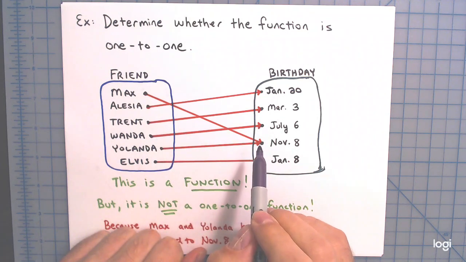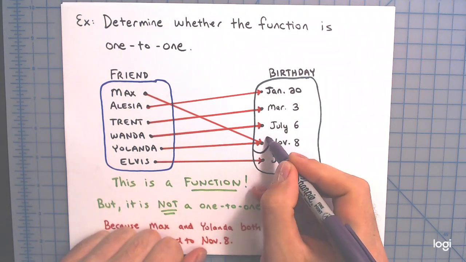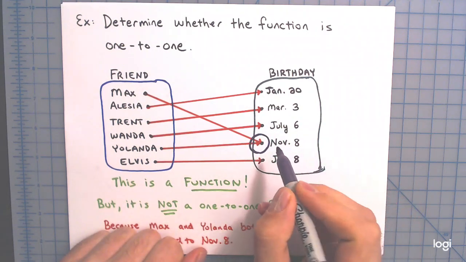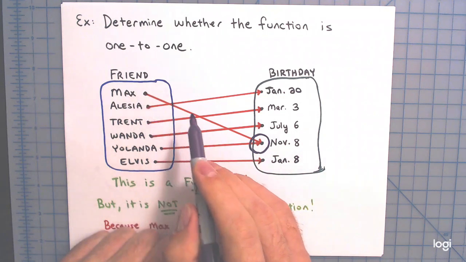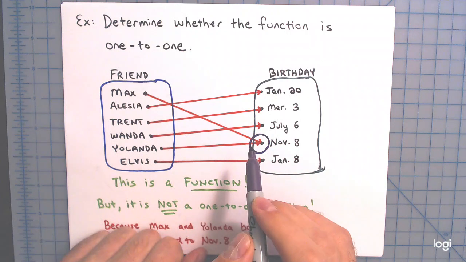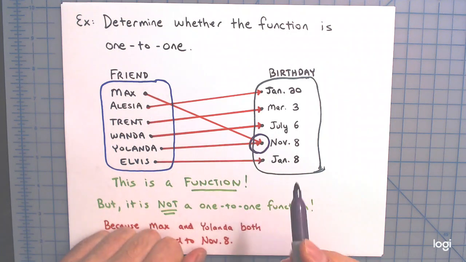This is the problem, right? So I got a function, but not a one-to-one function because of this guy right here, November 8th. There is a value in the range that is mapped to by more than one value in the domain, right? It's mapped to by Max and Yolanda.